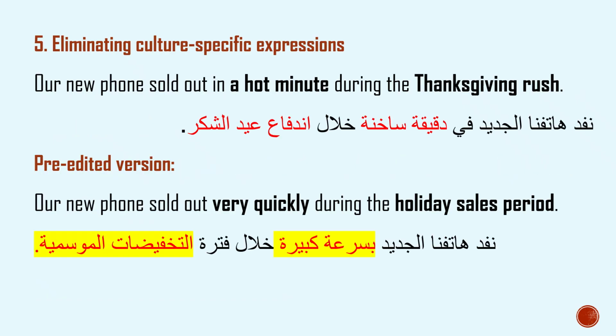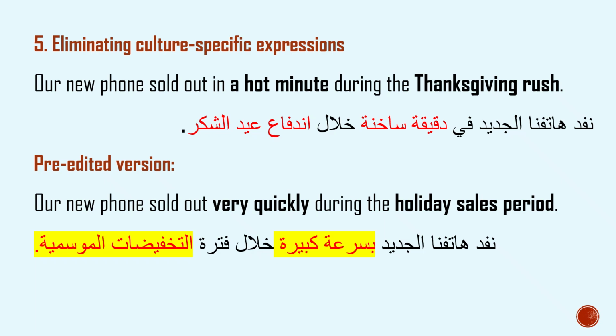The fifth pre-editing strategy is eliminating culture-specific expressions. Let's see this sentence in English. Our new phone sold out in a hot minute during the Thanksgiving rush. If we submit this sentence directly to a machine translation system, it will fail translating it and will get a literal translation leading to nonsense.